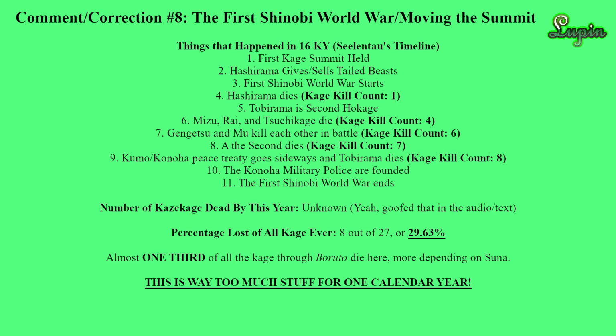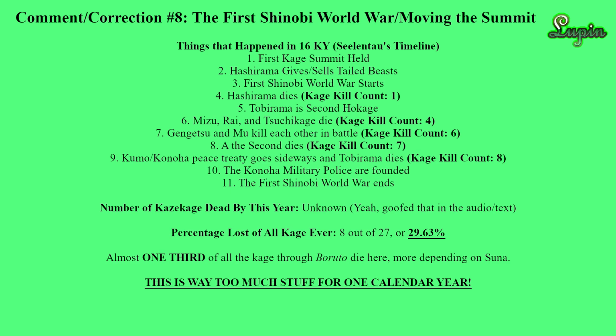Look at what happens there. The first Kage summit is held. Hashirama gives away / sells tailed beasts to the other great nations. The First Shinobi World War breaks out. Hashirama dies. Tobirama becomes second Hokage. In fact, all of the first Kage present at this meeting die. The second Mizukage and Tsuchikage kill each other.